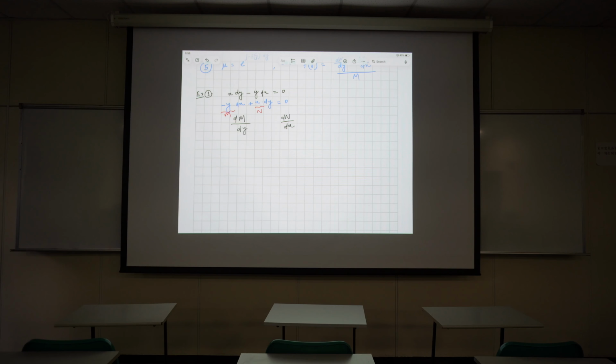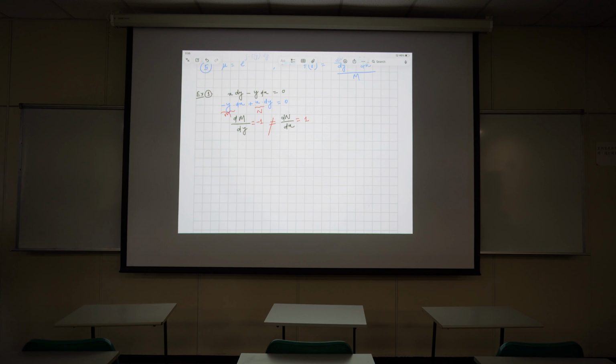Most of the students make this mistake. They consider the first term as m, the second term as n, and they try to solve it. First you need to figure out which part is n. M is with dx, n is with dy. So dm by dy and dn by dx: this one will be minus 1 and this one will be 1. So they are not exact.